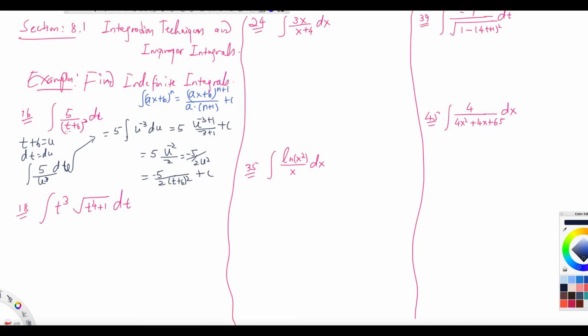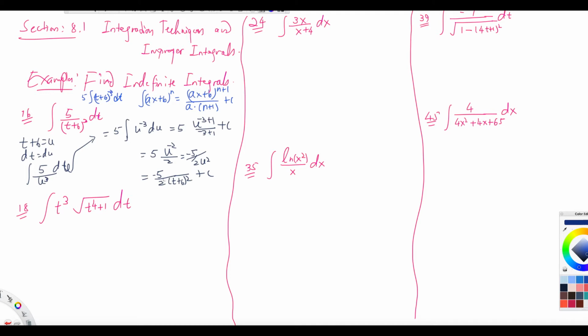But if you use the formula directly, how would that be? It will be moved to the numerator. It will be 5 times the integral of t plus 6 to the negative 3 dt. If you use that formula, you will get t plus 6 to the negative 3 plus 1, that is negative 2. Divide by a, which is 1, and n plus 1 is negative 2. So you will get 5 over negative 2, times t plus 6 to the square. That's what you get directly if you want to use the formula.